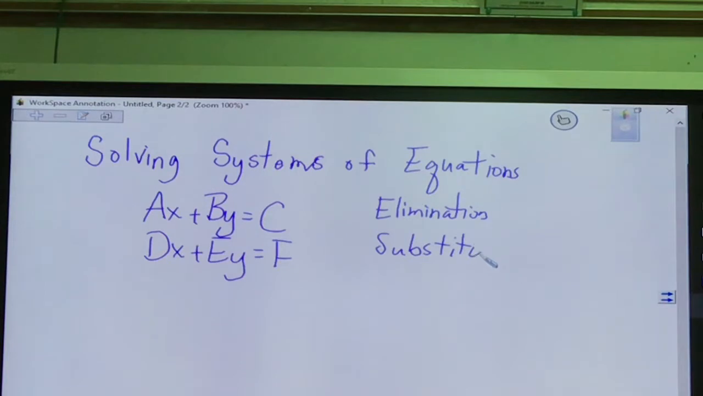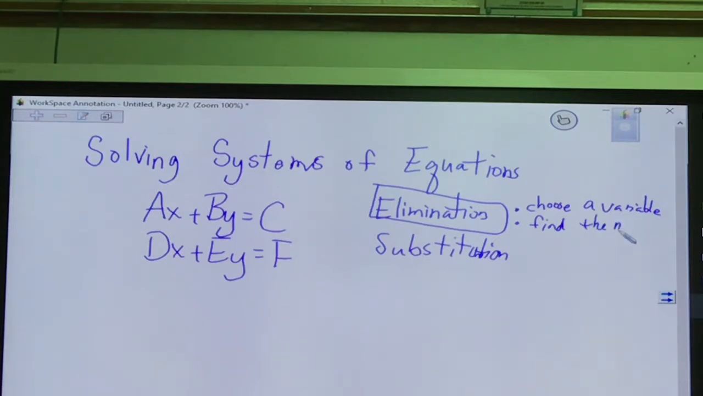My personal preference, I don't know why, I just think that elimination is easier. With elimination, all you do is choose a variable and you find the multiple that these two coefficients would have in common, or these two, depending on which one you choose.